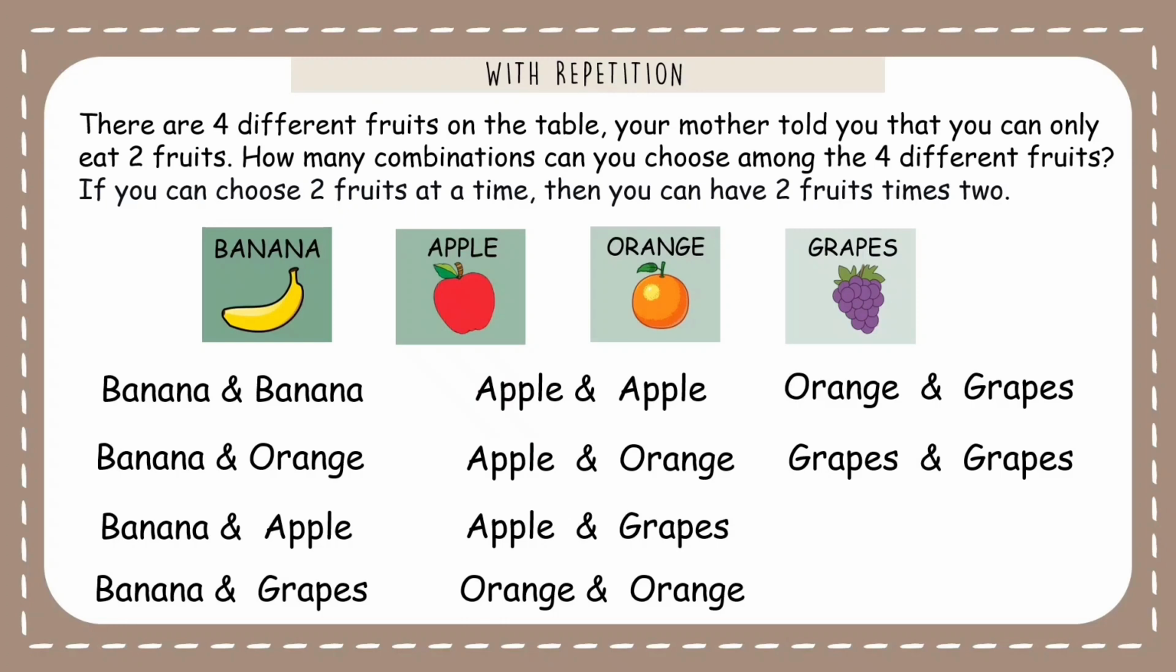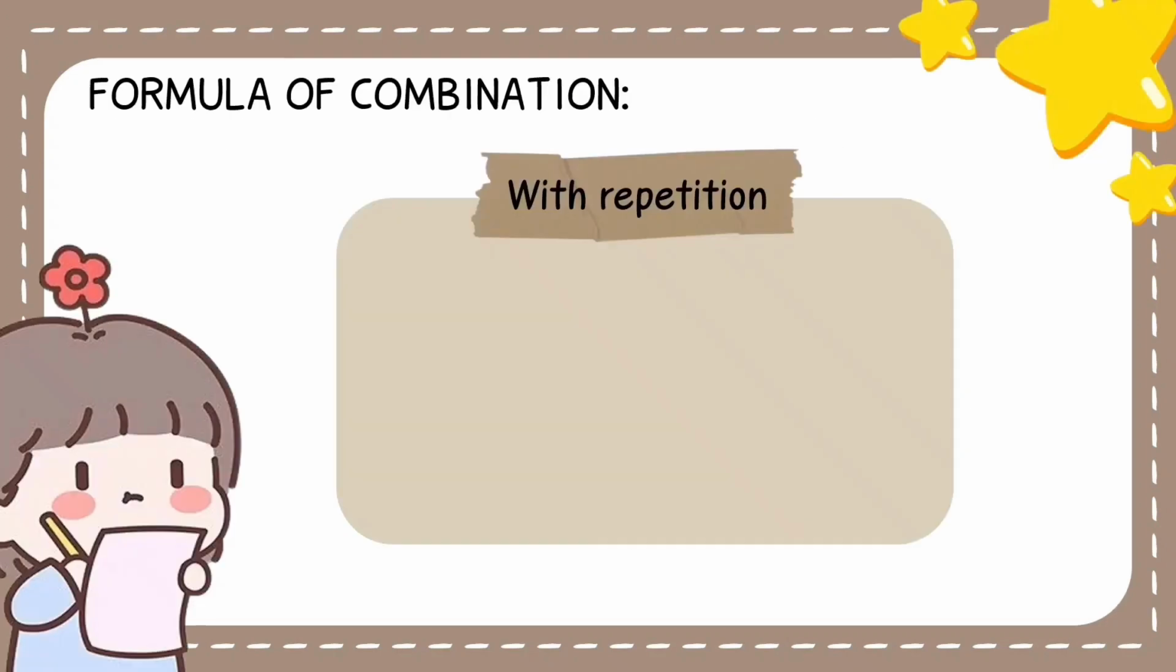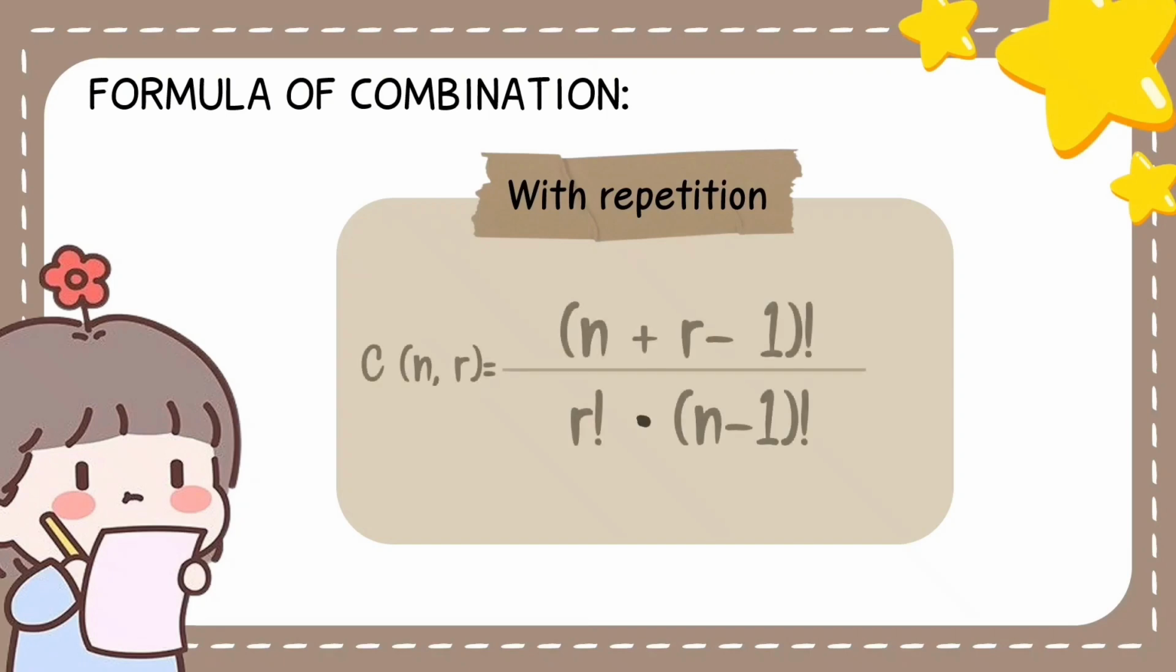There is also a formula for combinations with repetition. The formula of combinations when repetition is allowed is combination of n, r is equal to quantity n plus r minus 1 quantity factorial over r factorial quantity n minus 1 quantity factorial, in which n is the total number of objects and r is the number of objects taken at a time.